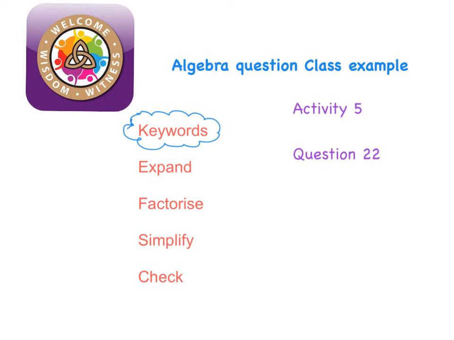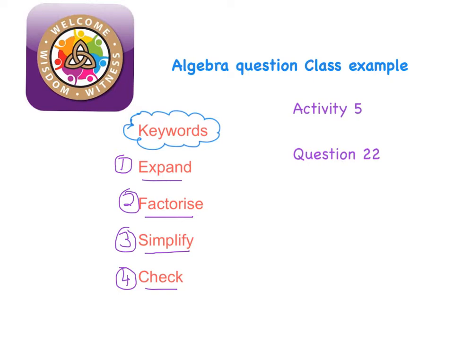Okay, so we're just going to go over question 22 on activity 5 so that you are clear on all of these keywords. Number 1, the keyword expand. Number 2, the keyword factorise. Number 3, the keyword simplify. And number 4, if we're asked to check our answers. So these are 4 very common terms used in algebra questions, and it's important we can recognise what each one of them means.